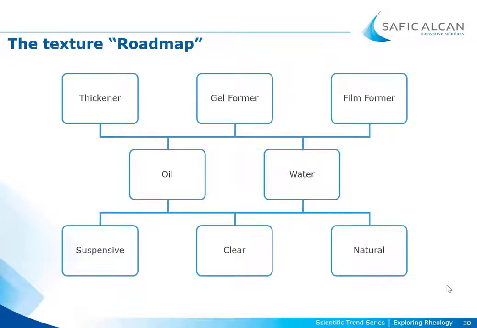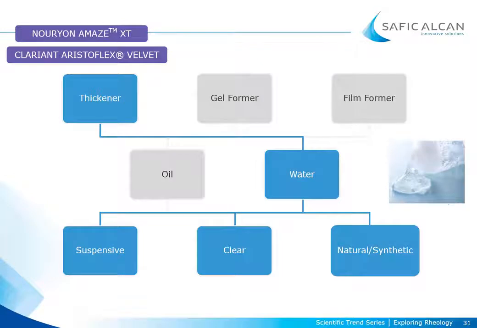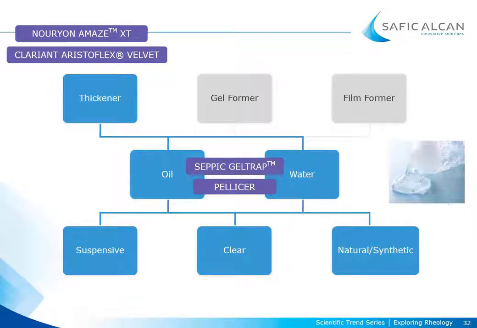When I look at the texture roadmap we discussed at the beginning, I think we've done a pretty good job covering more or less everything. We started with Nourion Amaze XT and Clarion Aristoflex Velvet. These are two excellent thickeners and suspensive agents targeting the water phase. Then, with Sepic Trap and Pellicer, we started looking at the oil phase by stabilizing it.